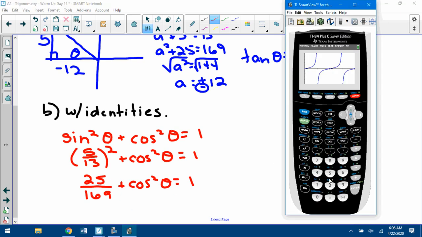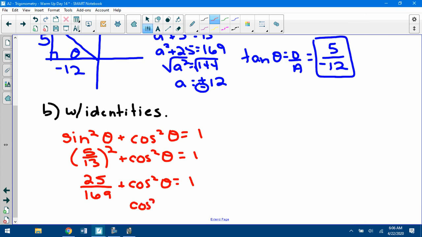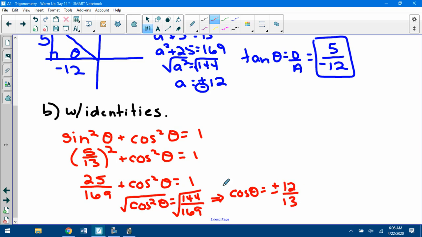Subtract that over. If you can do that in your head, I know some of you can. If you can't, just do 1 minus 25 over 169. And you get 144 over 169. So cosine squared theta equals 144 over 169. Square root it. And I get that cosine of theta equals plus or minus 12 over 13. Because you would just take the square root of 144, square root of 169, you get plus or minus.